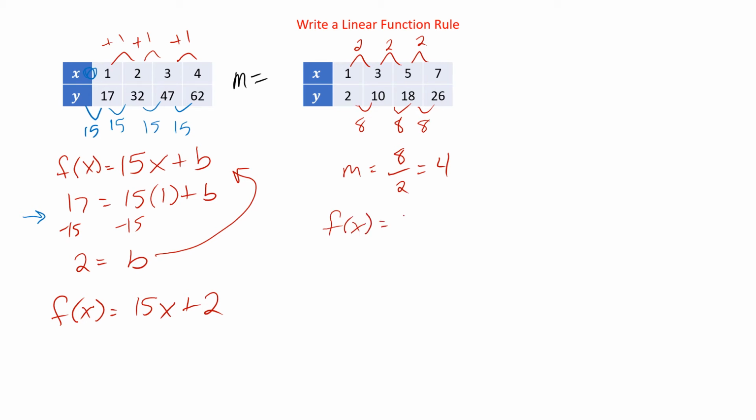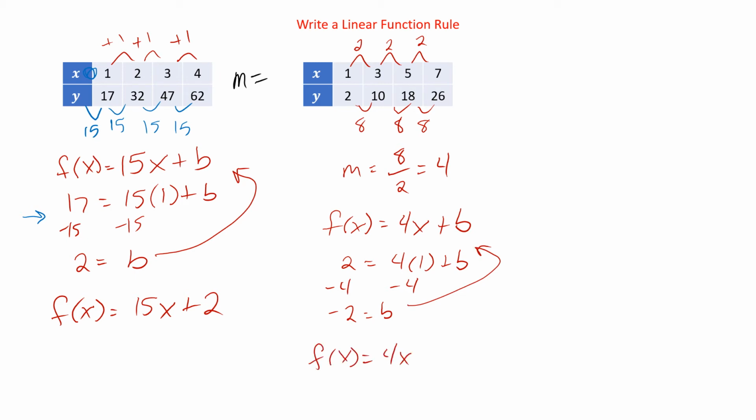F of x equals 4x plus b. Plug in one of our points. How about 1, 2? So 2 equals 4 times 1 plus b. 4 times 1 is 4, so we can subtract 4. So that's negative 2 equals b. Plug that back in. F of x equals 4x minus 2. There's the linear function rule for the second one.